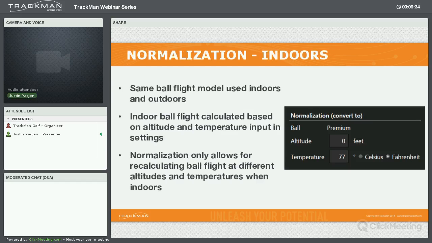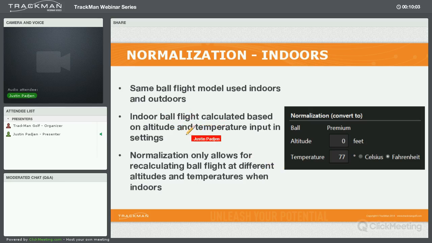And then lastly, how does indoor normalization work compared to outdoor normalization? Well, the first thing to consider here is that the ball flight models used indoors and outdoors are the same. So that aerodynamic model that we get from the premium golf balls is what we're using to calculate the distances when you're indoors or hitting into a net that's a limited distance away from you.